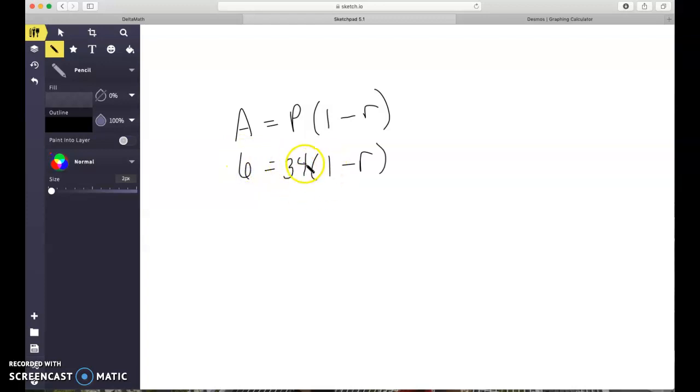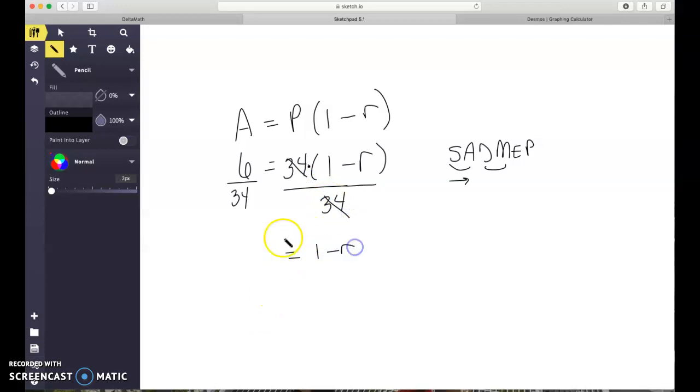All right, so now we have to solve this using what we know about SADMAP, or reverse order of operations. Remember, whenever we're solving, we want to do those inverse operations. So we're going to get rid of that 34 first. The opposite of multiplying by 34 is dividing by 34. Remember our properties of equality: if we do it to one side of the equal sign, we must do it to both. So 34 divided by 34 leaves me with just my 1 minus r.